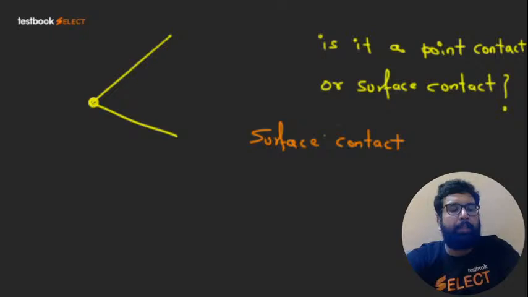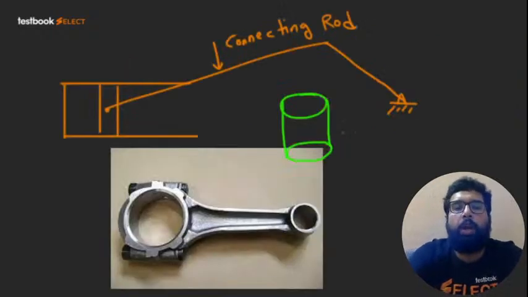We think that a point is there, so it must be point contact, but it is no point contact, it is surface contact. So your turning pair makes a surface contact.